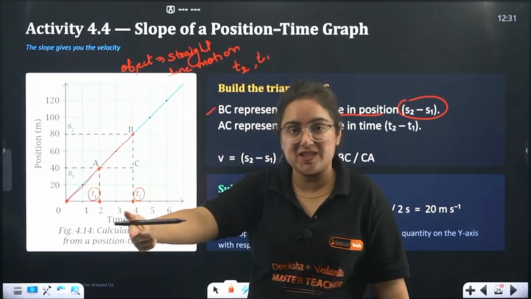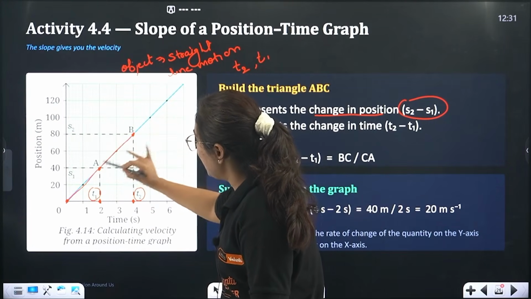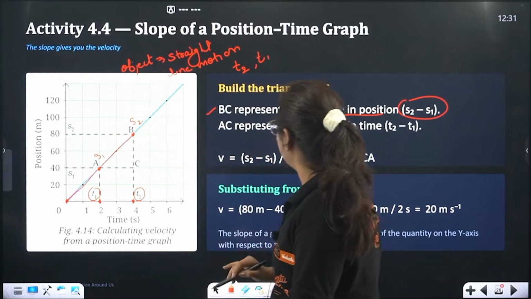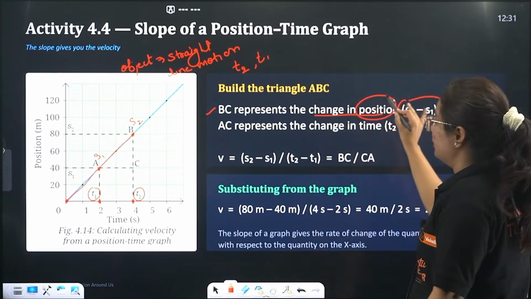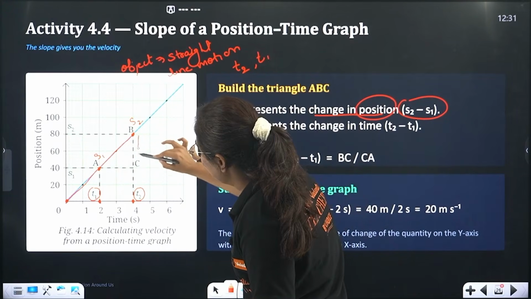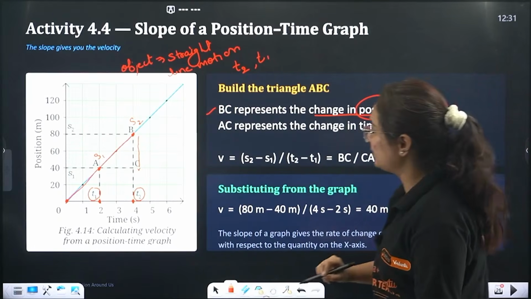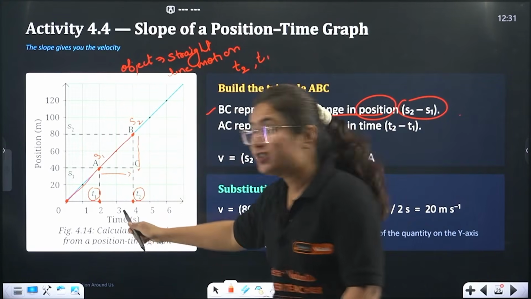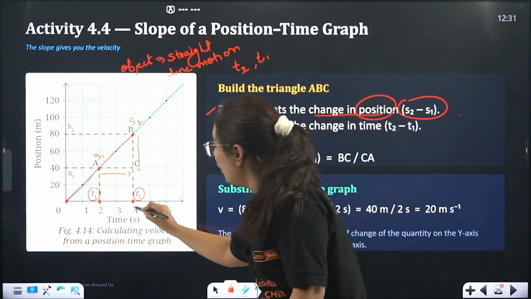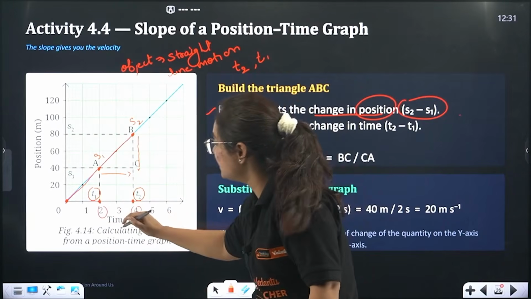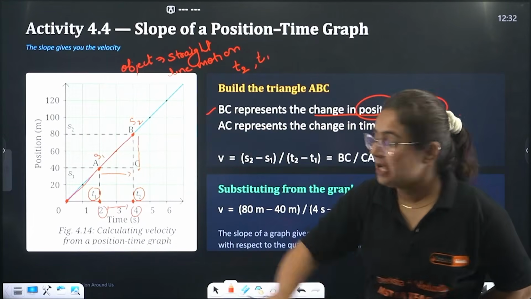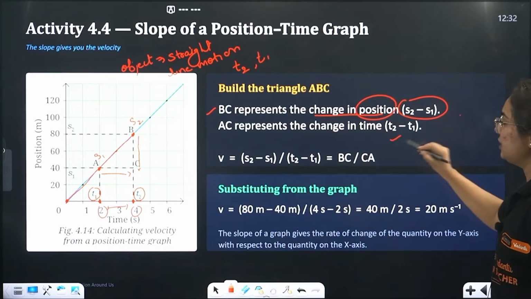Now let us move to the position. It was first at position A and second at position B. The position B is S2. The position A is S1. Now BC represents the change in position from S1 to S2. Okay? So what is BC, beta? This BC basically tells us about S2 minus S1. And what is AC telling us? The time difference, T2 minus T1, like 4 minus 2, which is 2. So AC represents the change in time. However, BC represents the change in position.